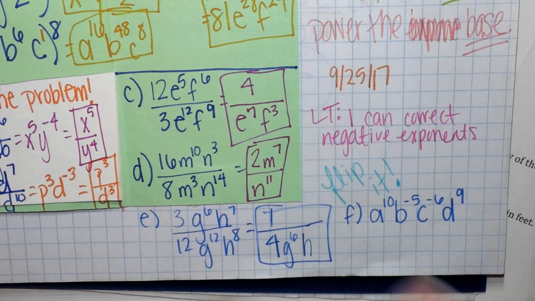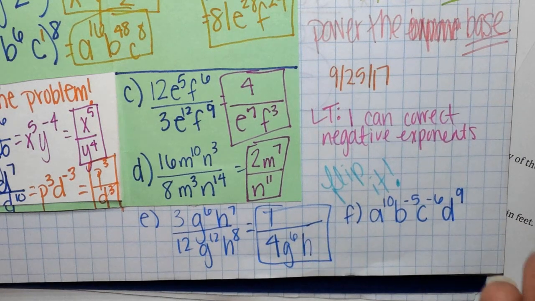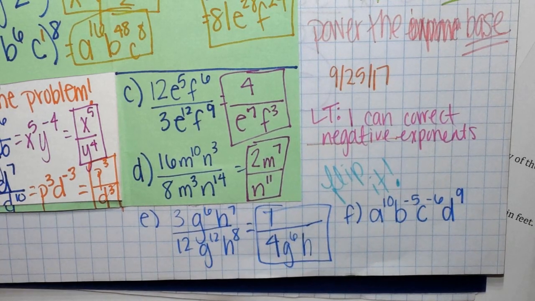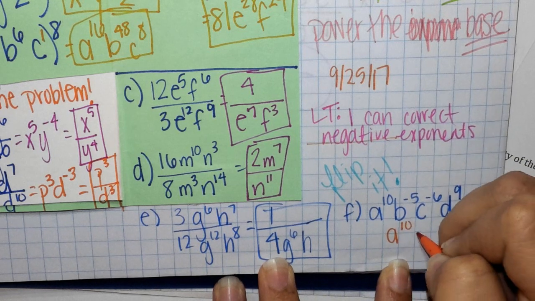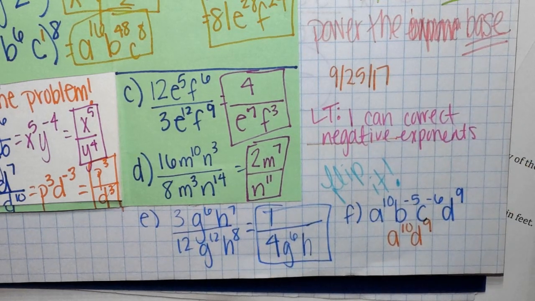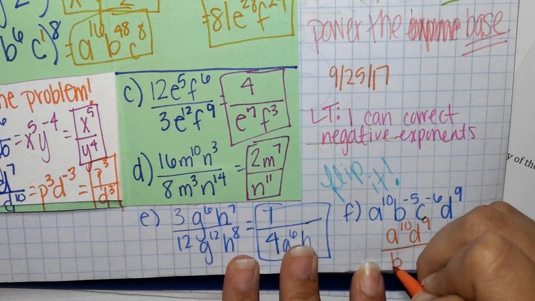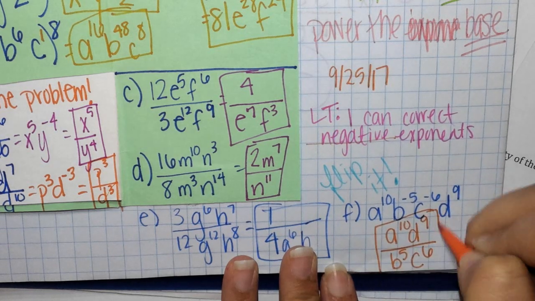Alright, Mackenzie. Let's talk about how we do this. Alright, so do you think the positives are going to stay where they are? We only flip which one? Negative. So what are the positives going to do? They're going to stay. So we're going to write A to the 10th, D to the 9th. Okay? Now, what's going to happen to the negatives? They are going to go to the bottom. And you're going to write B to the and C to the, and then you're done.